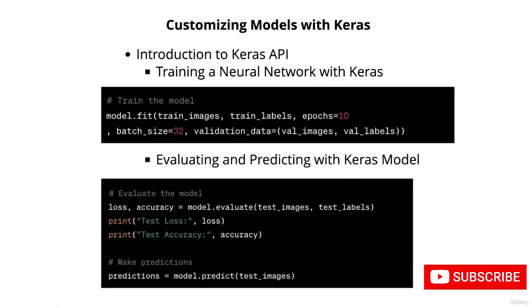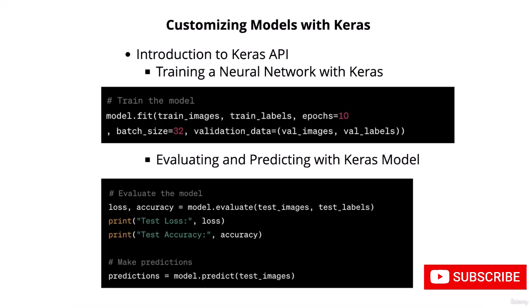Let's look at training a neural network with Keras. Once the model is defined and compiled, you can train it using the fit method by providing the training data and labels. If you see here, how do you train the model? By calling the fit function and passing the train images, train labels, epochs equal to 10, batch size equal to 32, and validation data equal to val images and val labels.